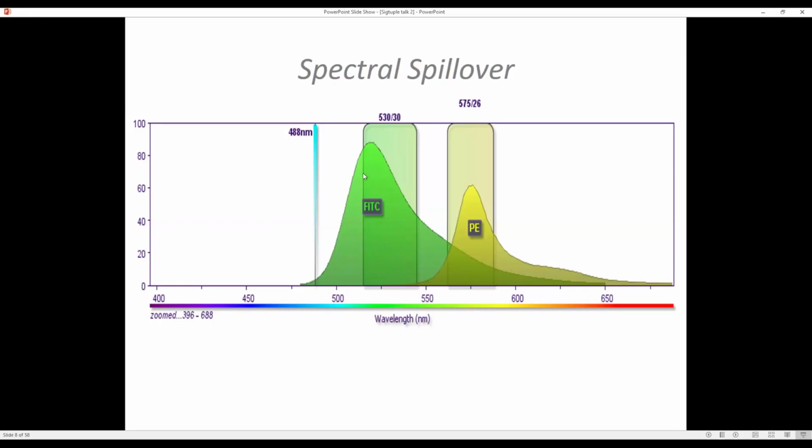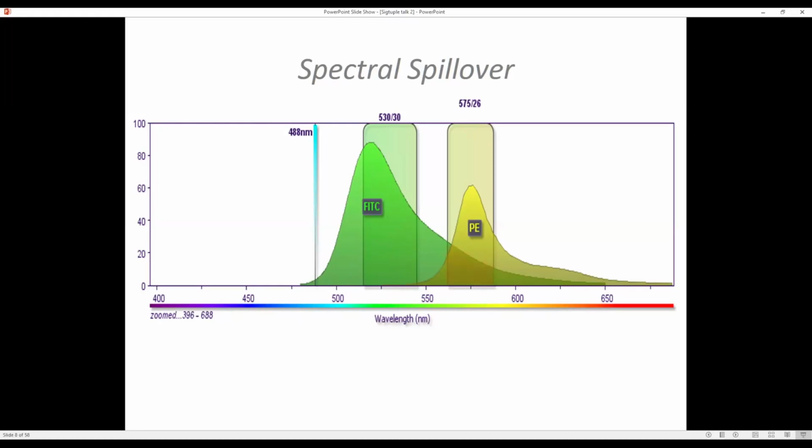Now you can see that this FITC emission is a spectrum. So all this light is captured, which is very good. But you can see a proportion of the FITC emission spectrum light is getting into the PE detector, right? This part. This is FITC spillover into PE. Similarly, if you have a close look, some amount of the PE emission spectrum, very small, is spilling over into the FITC detector. This is PE spillover into the FITC detector or FITC channel, right?